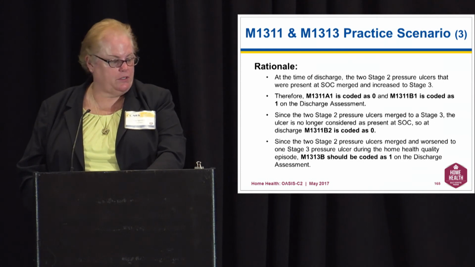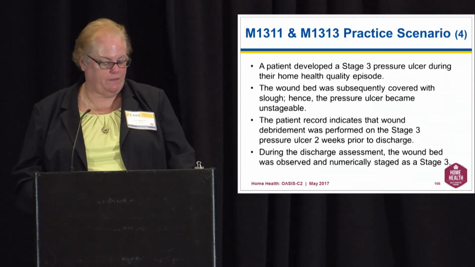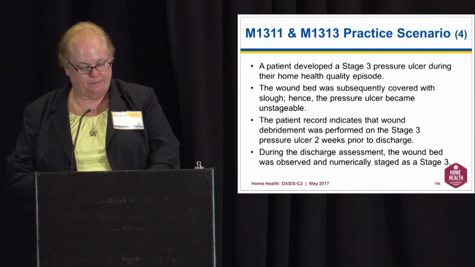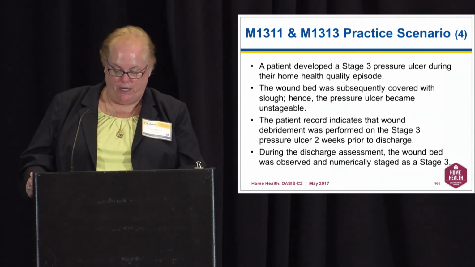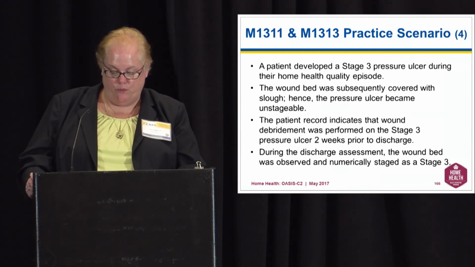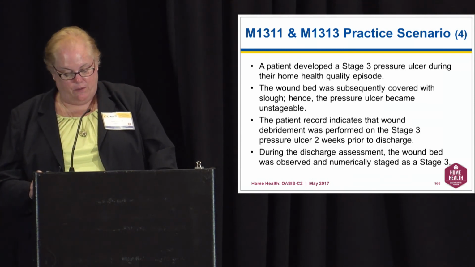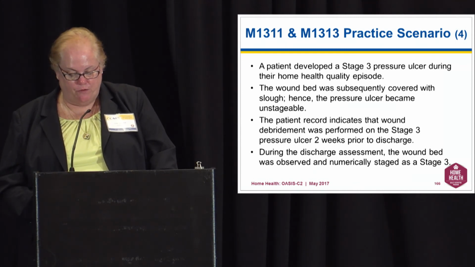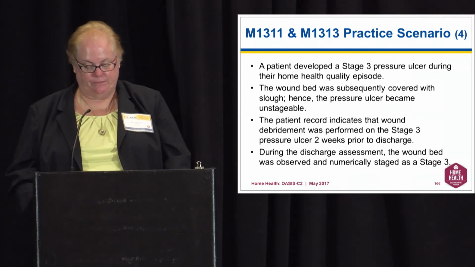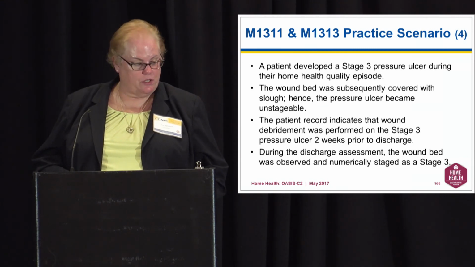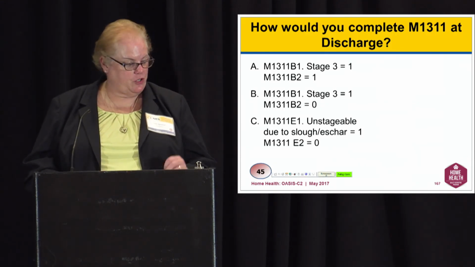All right. This is another very quick coding scenario, and you're just going to do a polling on this. A patient developed a stage 3 pressure ulcer during their home health quality episode. And the wound bed was subsequently covered with slough, hence the pressure ulcer became unstageable. The patient record indicated that the wound debridement was performed on a stage 3 pressure ulcer 2 weeks prior to discharge. During the discharge assessment, the wound bed was observed and numerically staged as a stage 3. So how would we code this patient?